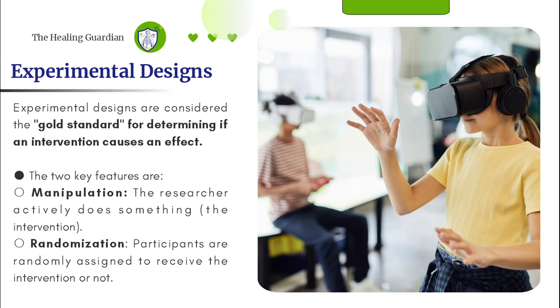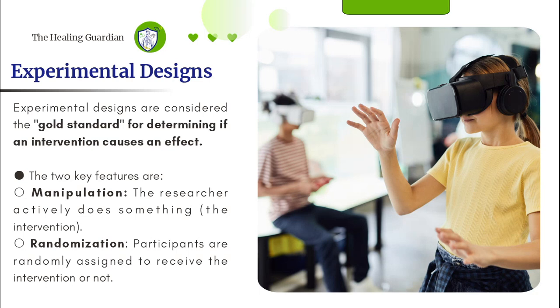The two features we use to say that this design is experimental. Number one, if there is manipulation. If you as a researcher, there is something you are going to do or something you are going to apply, that we are going to give a certain intervention and see what will happen. We are going to provide counseling services and see if the stress cases are going to reduce. You are in an experimental design.